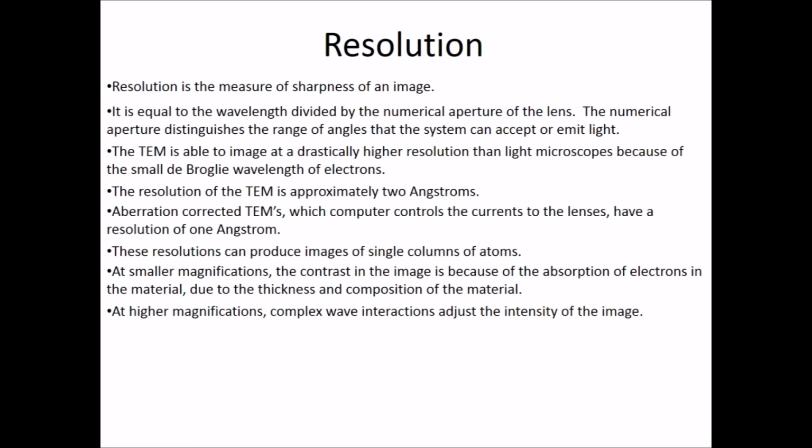Aberration-corrected TEMs, where a computer controls the currents of the lenses, have a resolution of 1 angstrom. The resolution can produce images of single columns of atoms. At smaller magnifications, the contrast in the image is because of the absorption of electrons in the material, due to the thickness and composition of the material. And at higher magnifications, complex wave interactions adjust the intensity of the image.